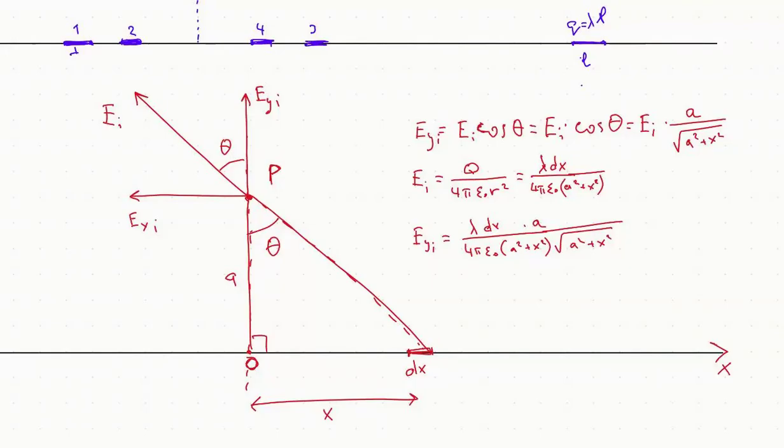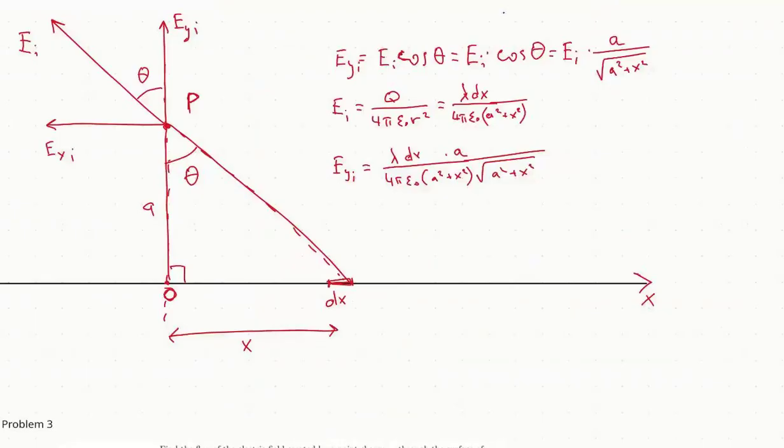Okay. Anyways, the total field is the sum of the individual fields, which in this case is the integral from minus infinity to plus infinity of this monster, lambda a dx over 4 pi epsilon naught, and there we have a squared plus x squared to the power 3 over 2. Okay, I'll try to look up this integral.